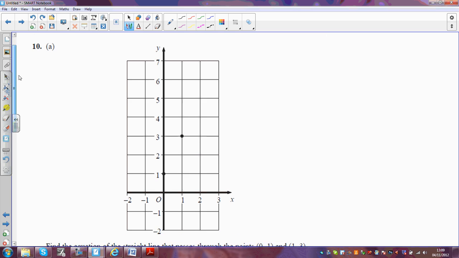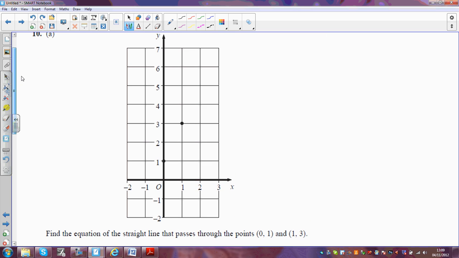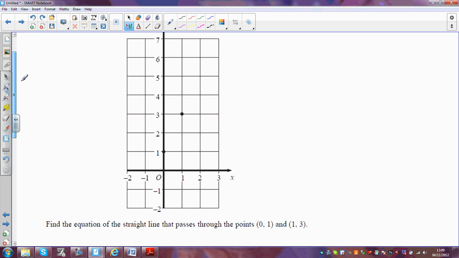Okay, the first thing we're being asked to do here is find the equation of the straight line that they've drawn for you. It goes through the point 0, 1 and it goes through the point 1, 3. To work out the equation of the straight line, we need to know two things. Remember, the general equation of a straight line is y equals mx plus c, where m is the gradient of the line and c is the intercept with the y-axis. In other words, where the straight line crosses the y-axis.